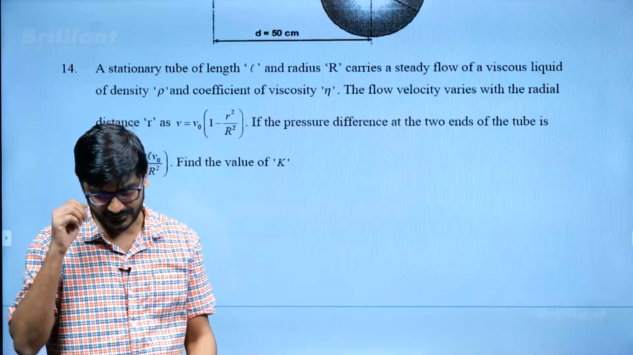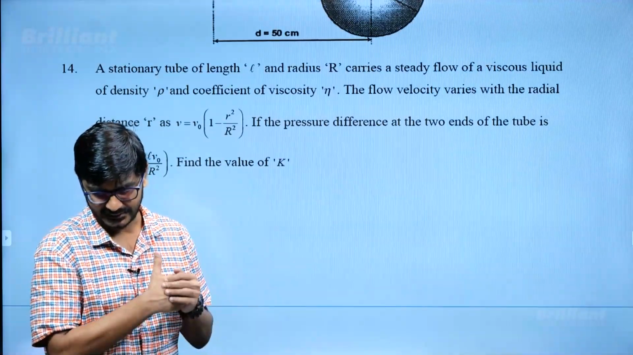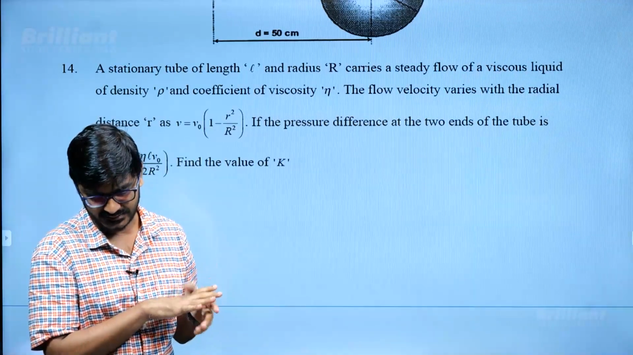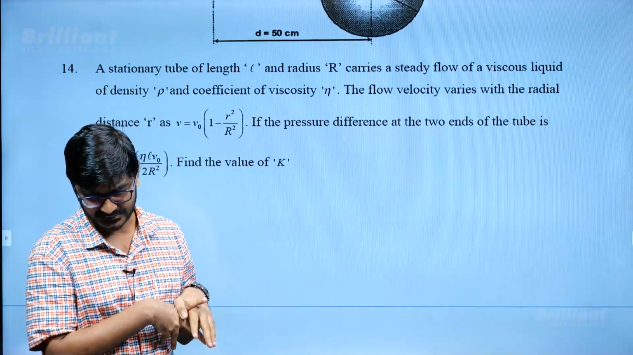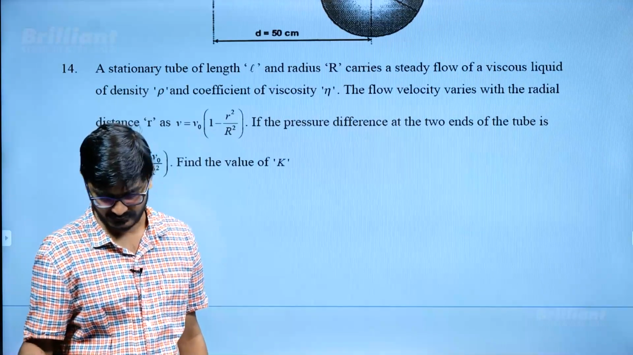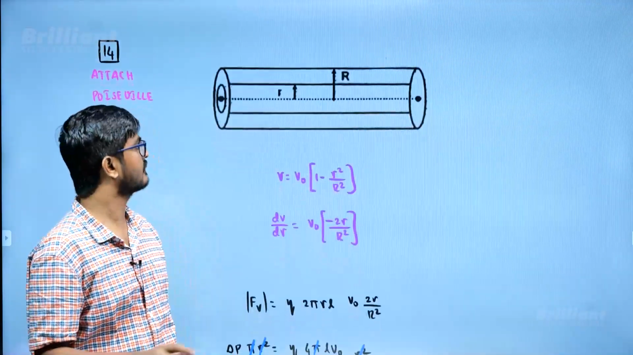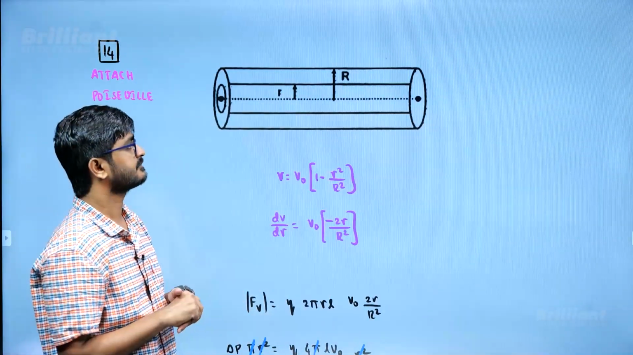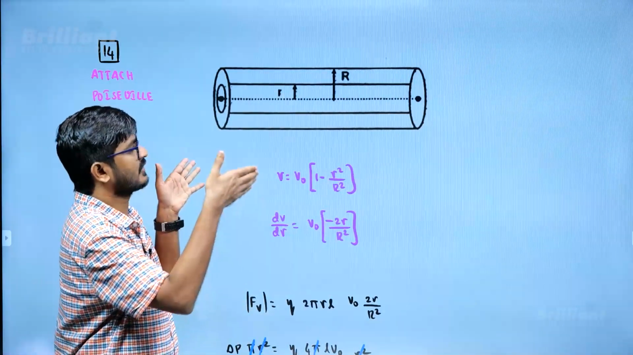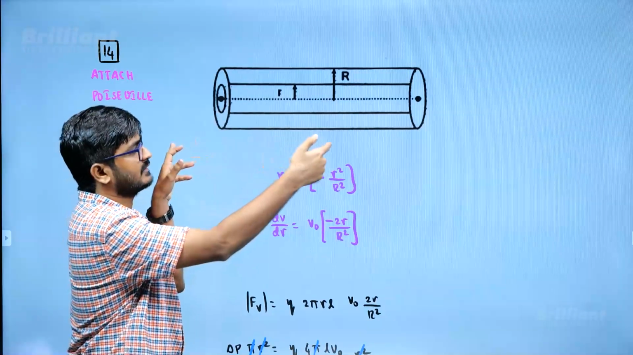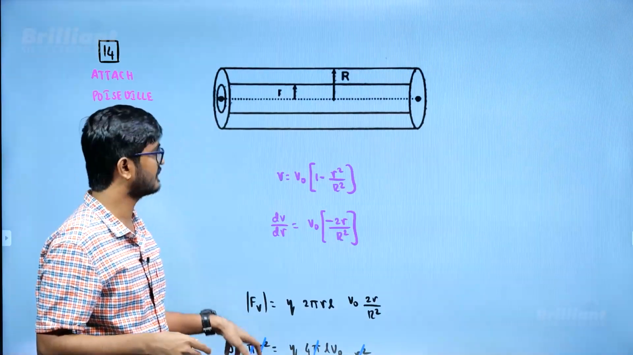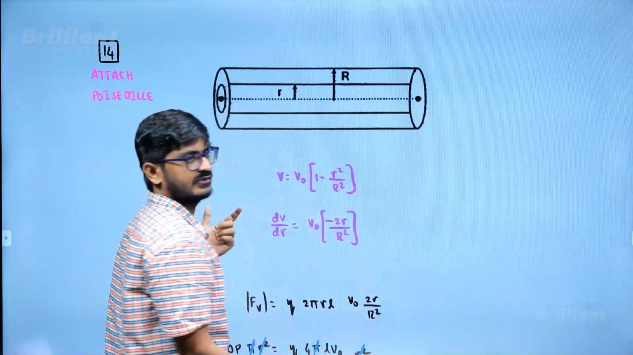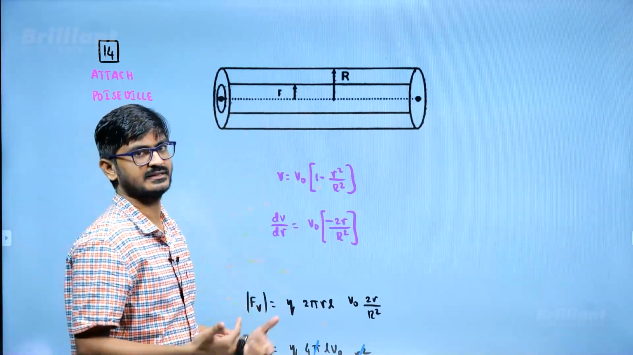A stationary tube of length and radius r carries a steady flow of viscous liquid of density rho and viscosity eta. The flow velocity varies with radial distance, and the pressure difference is at the ends of the tube. So you can draw the free body diagram of this part of the liquid, and you can see there is a pressure difference, right? So the pressure difference force is going to be pressure difference into pi r square. Here P1 into pi r square, P2 into pi r square. So effectively it is delta pressure difference into pi r square.